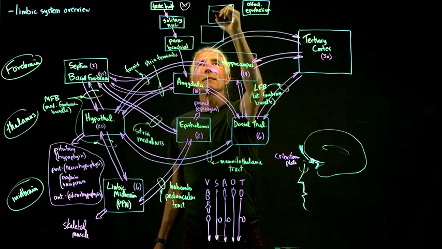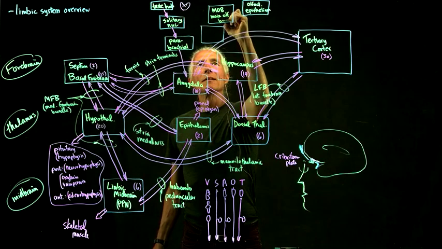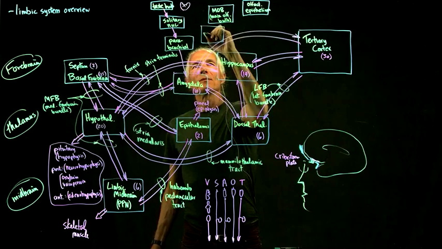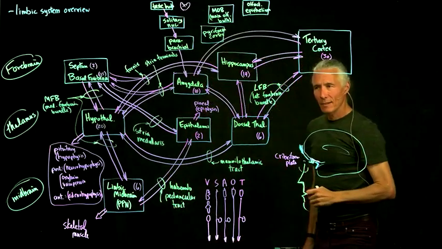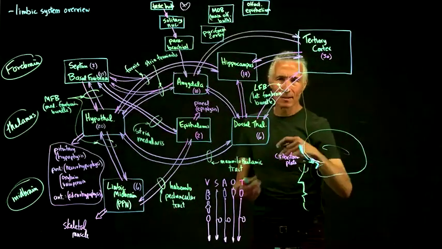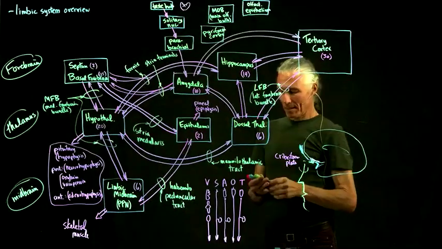And then this guy is MOB, for main olfactory bulb. And then this is piriform cortex. So that's piriform cortex, part of the cortex, a simple looking part of the cortex. It has a little simpler layer structure than other parts of the cortex.